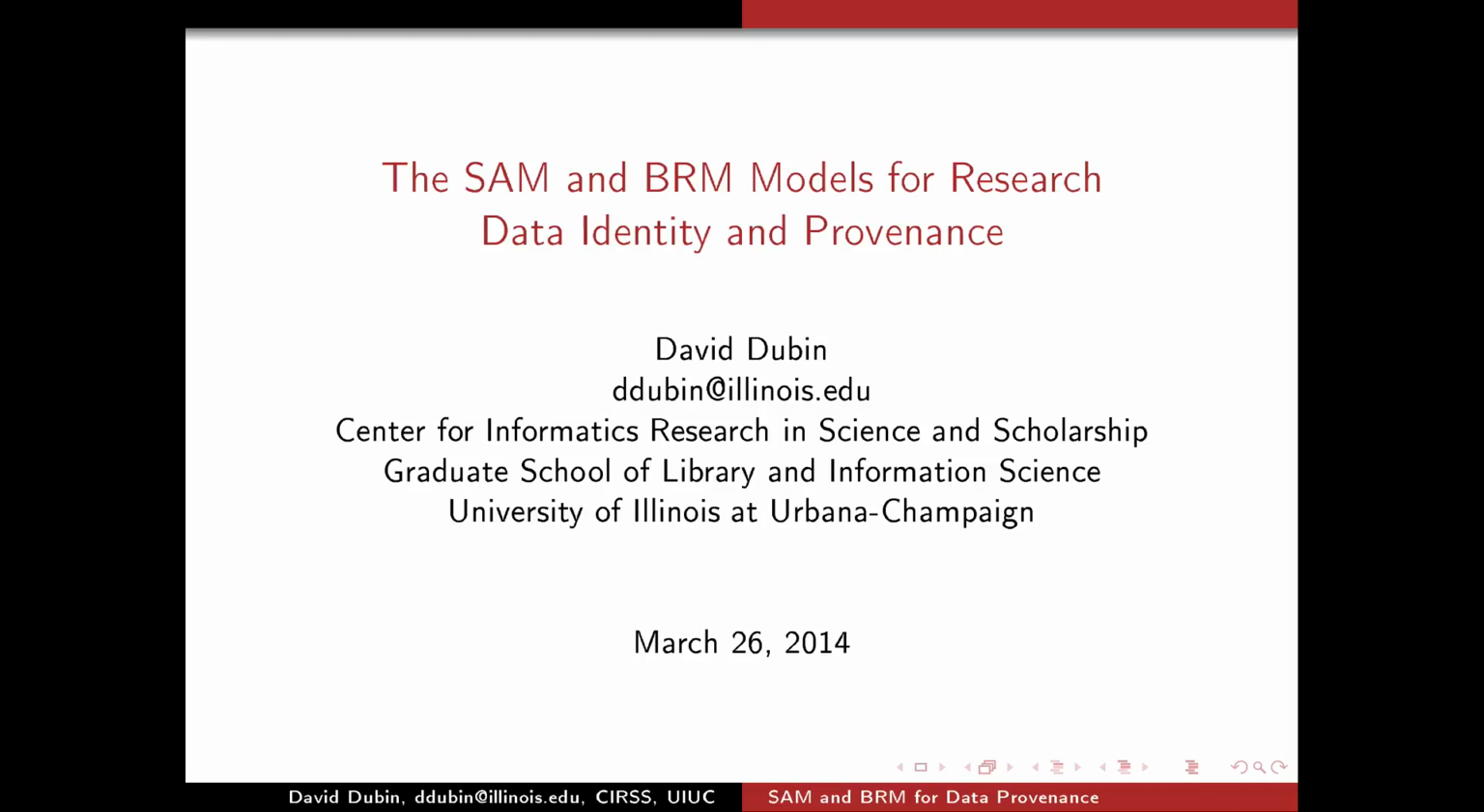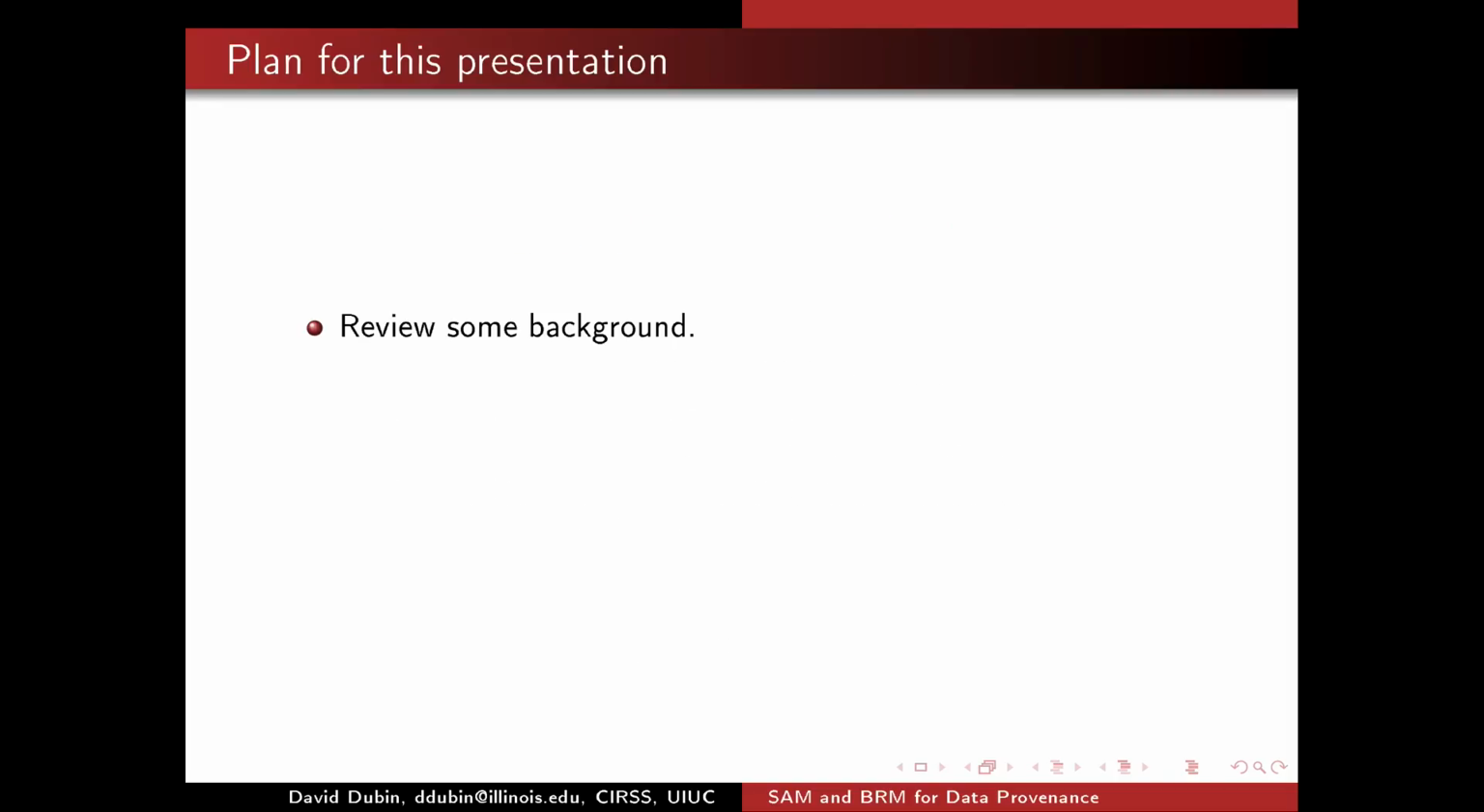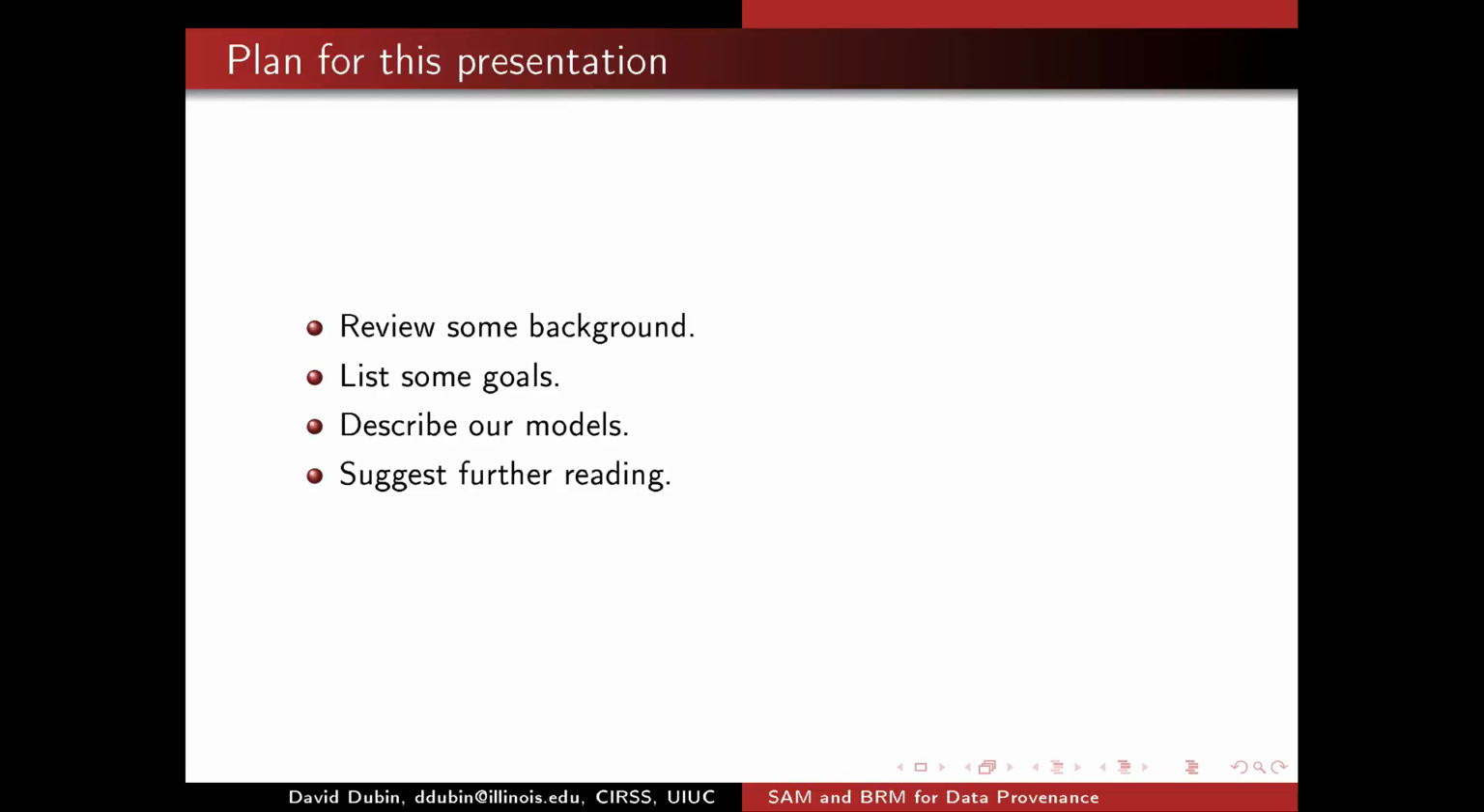I'm with the Center for Informatics Research in Science and Scholarship at the University of Illinois, and we're one of the partners on the Data Conservancy. I'm going to talk with you about two models for research data identity and provenance today. The plan for the presentation is to review some background of this work. We'll list some of the goals that we're trying to achieve with the work. I'll describe the two models and suggest some further reading.